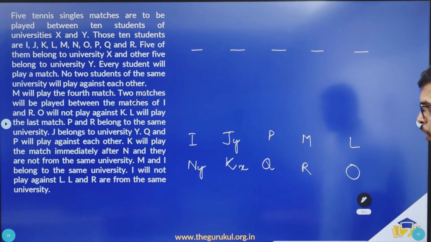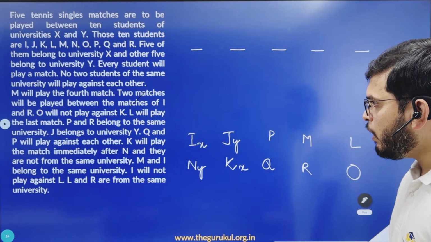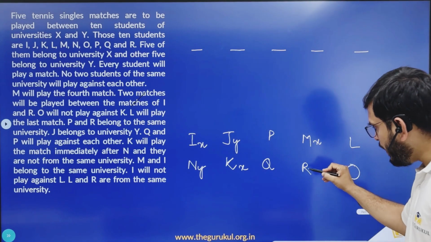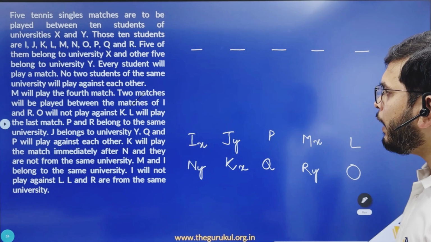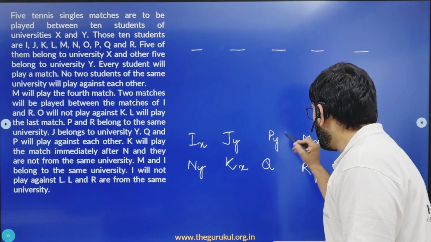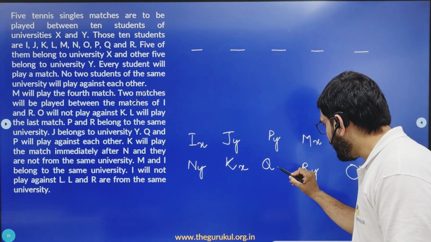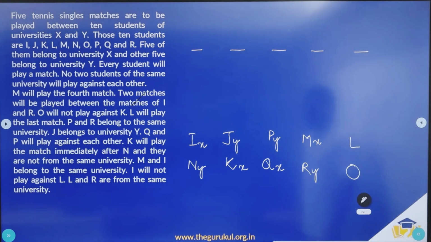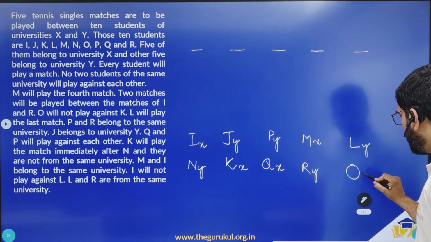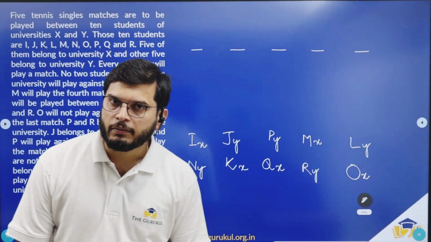Now if N belongs to Y, I belongs to, and it is also mentioned that M and I belong to the same university. So M belongs to X, M is playing against R belongs to Y. And it is also mentioned P and R belong to the same university. So P should also belong to university Y. If P is from university Y, Q should be from, and L and R are from the same university. So L should be from university Y. So that implies O is from university X, and that completes the set.